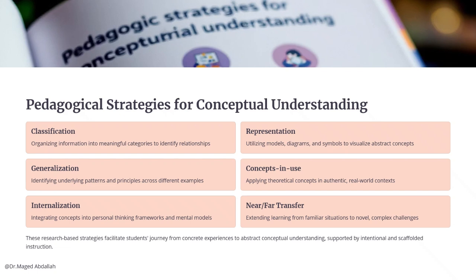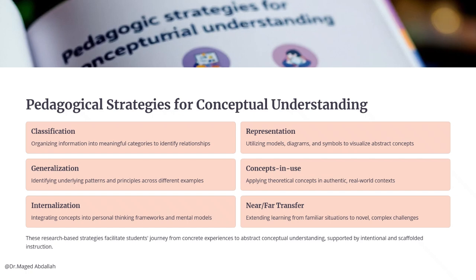The IB highlights 6 pedagogical strategies. For example, classification helps students sort ideas into categories and clarify misunderstandings. It's especially useful when students are dealing with complex or abstract information, as it encourages them to group and distinguish concepts logically.